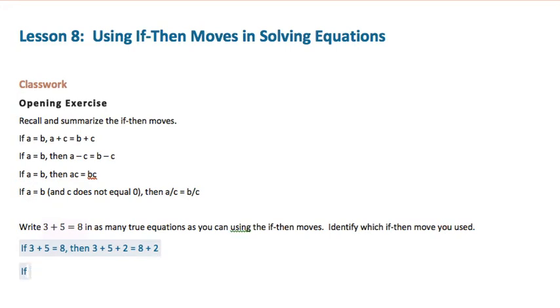Let's try it with subtraction. If 3 plus 5 equals 8, then 3 plus 5 minus 2 equals 8 minus 2. True. 3 plus 5 is 8, minus 2 equals 6. 8 minus 2 equals 6.